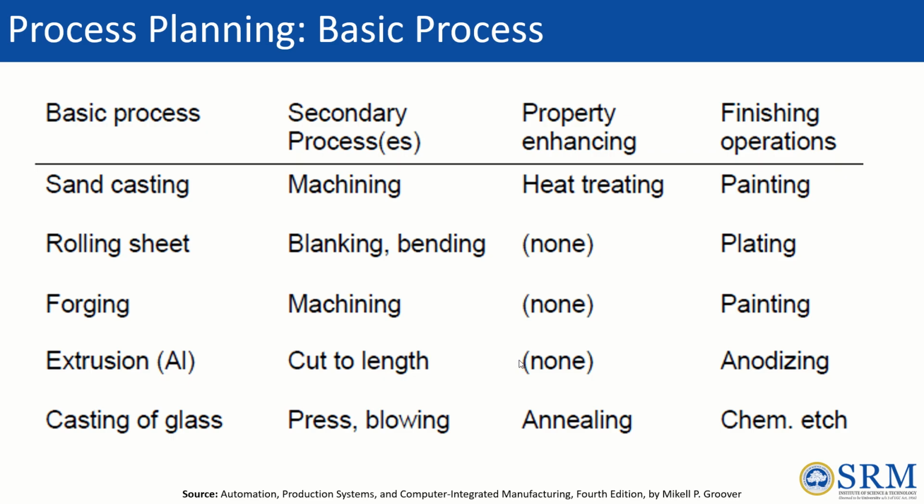Next, the basic process concept. The basic processes refer to the primary manufacturing methods that create the initial shape of the component. Examples include casting, forging, rolling, extrusion and molding. The choice of the basic process depends on the material properties, production quantity, geometry and cost considerations.